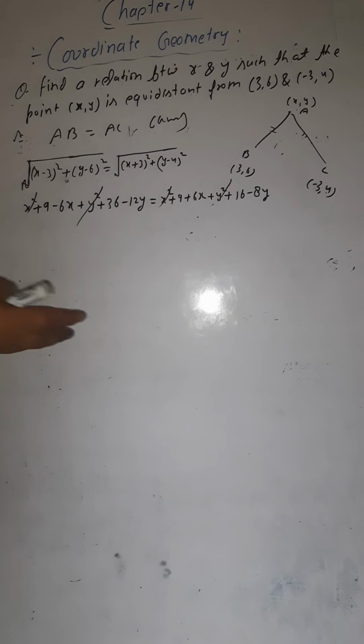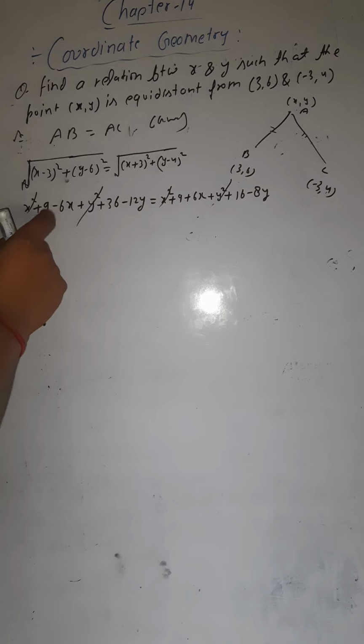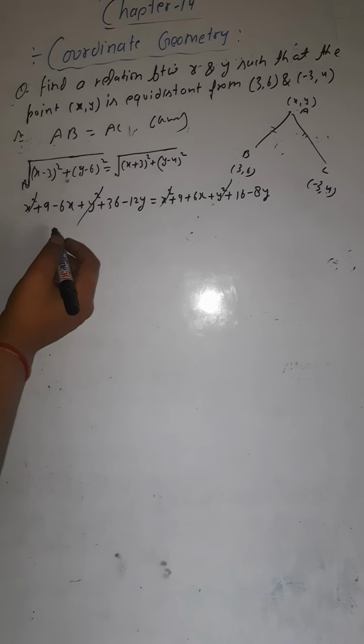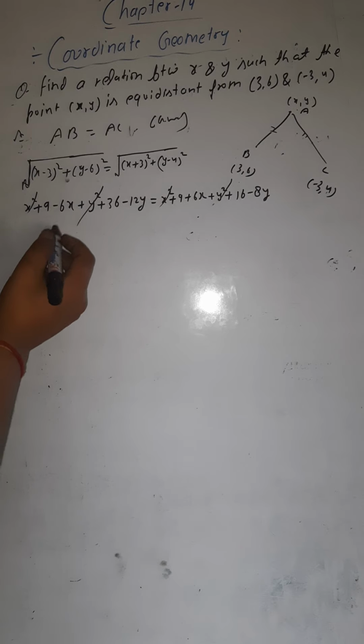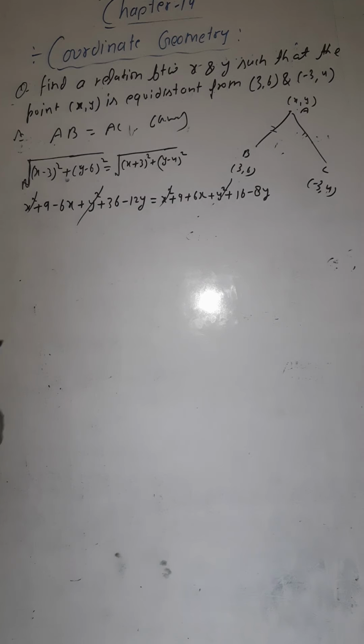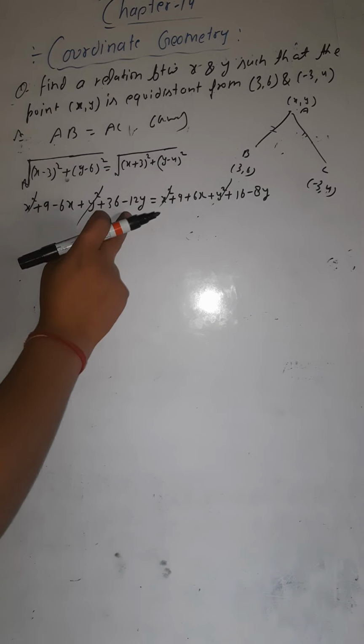Plus, okay. Now, x and y you keep somewhere together, and where the x and y are not there, you keep it at another place. So like here, let's say minus 6 and minus 12y are going there now. Okay, minus 6 and minus 12y are going there.